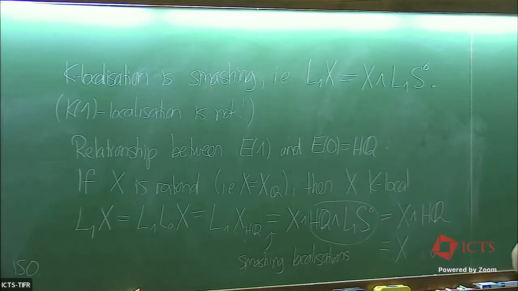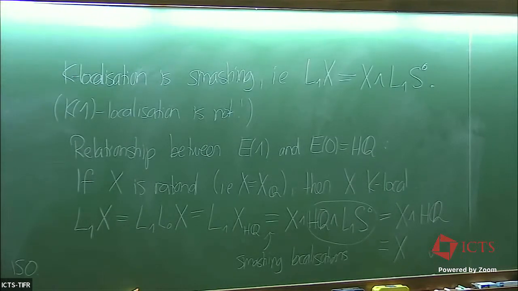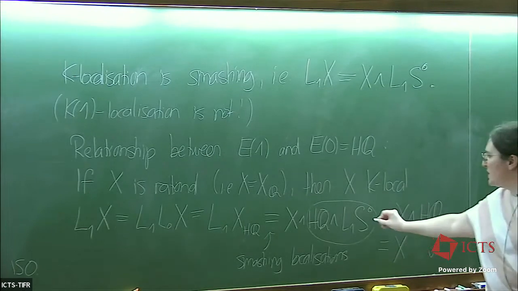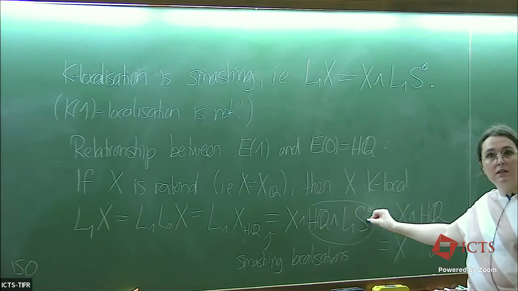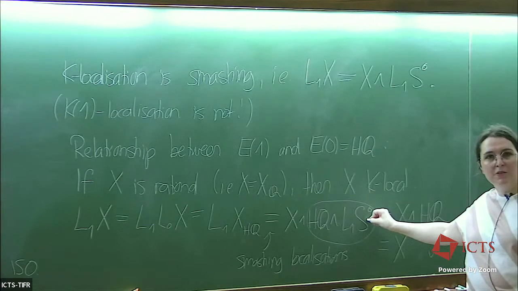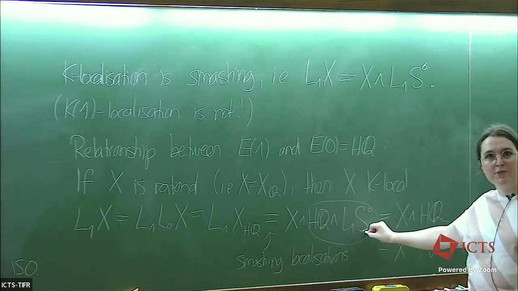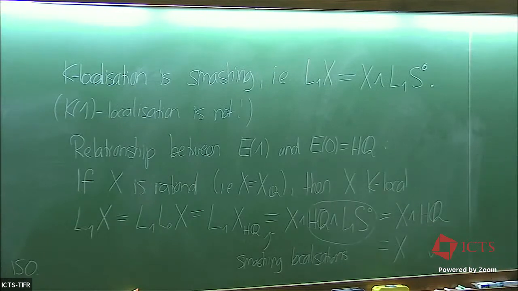So the homotopy groups of the K-local sphere are about as known. I need the homotopy groups of this. HQ is HQ. I know what happens when I smash this one with HQ and I just get HQ. Yeah. Well, but I don't know that yet. That's exactly what I'm trying to prove.